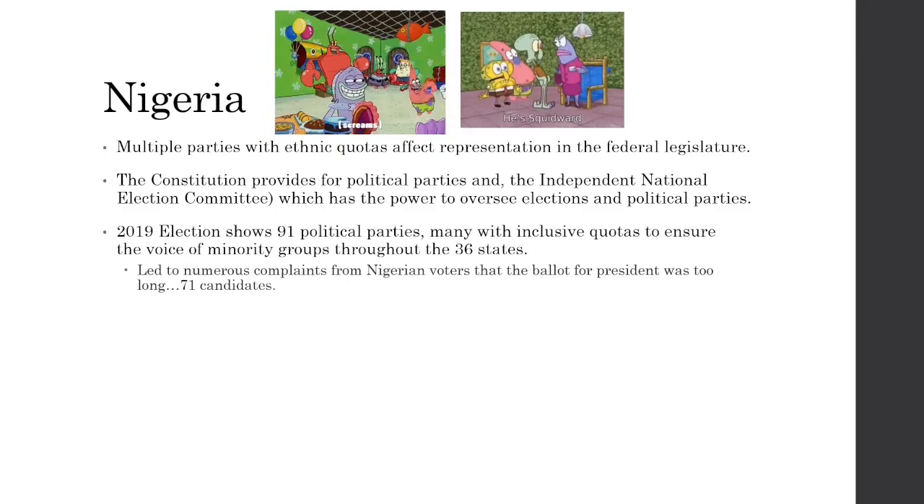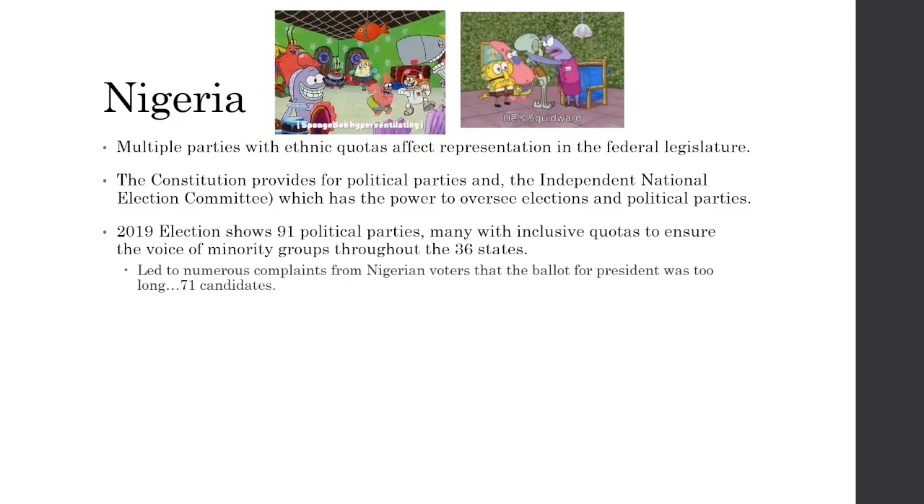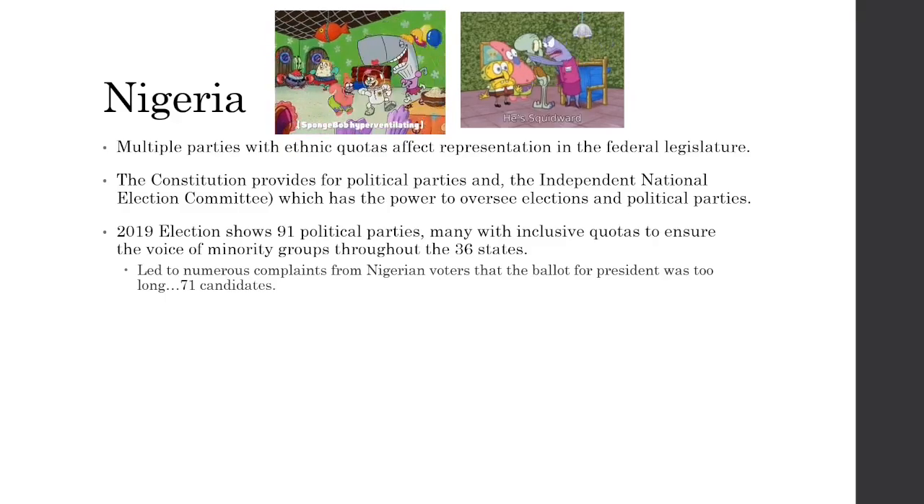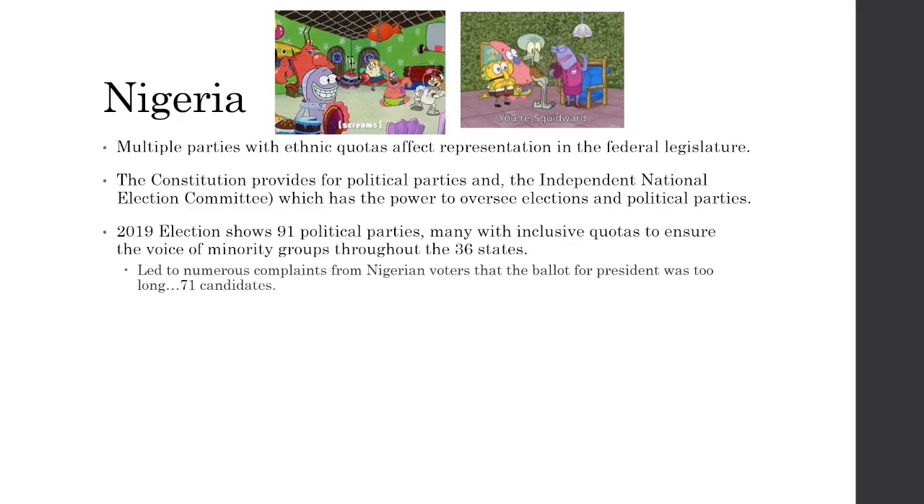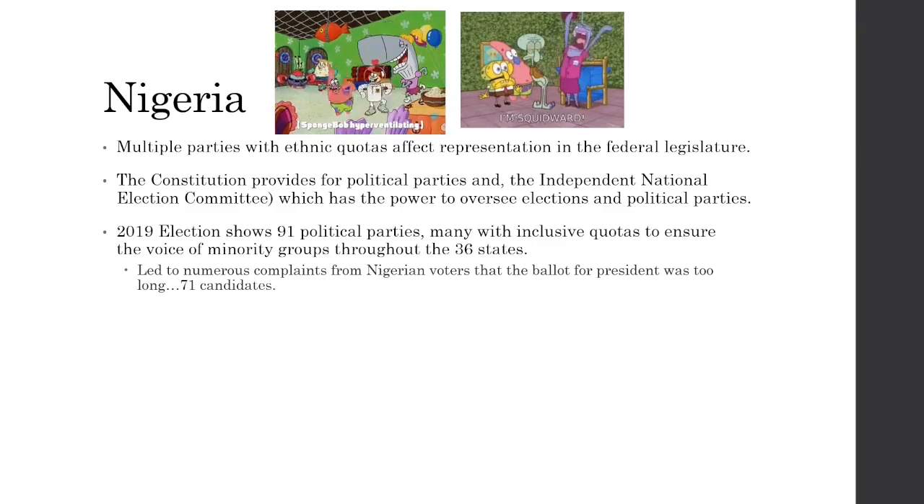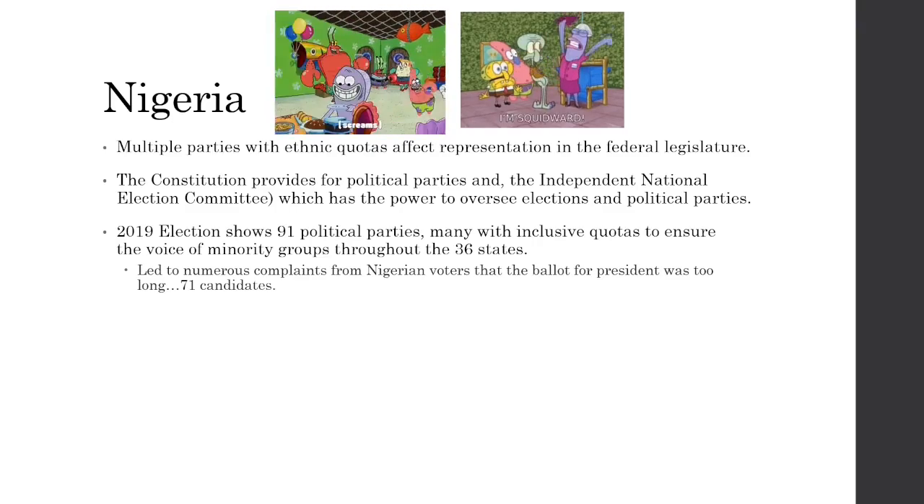And this led to numerous complaints from Nigerian voters about the ballot, because the ballot was just too long. There's Squidward, I'm Squidward. Is there any other Squidwards that they need to know about? Any other candidates? No, there's 71 candidates that ran for the election. Just too many to pick from. It would very much discourage me from voting.